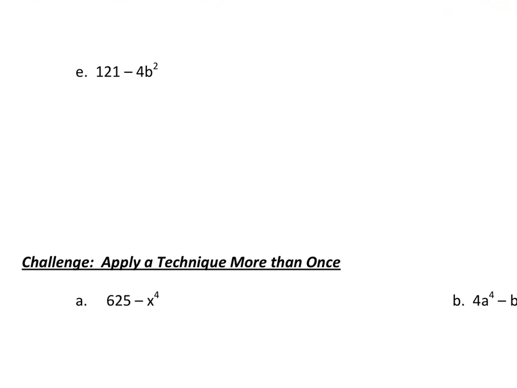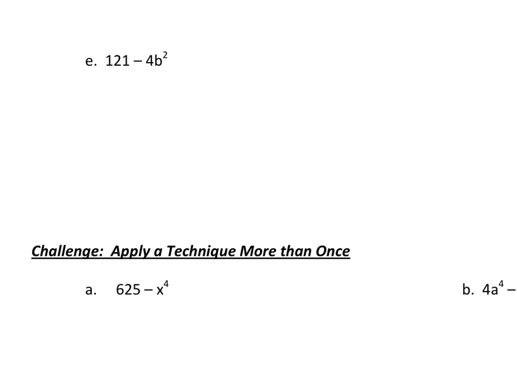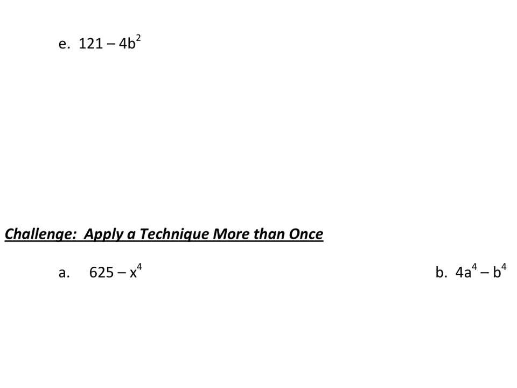Alright, now notice this term, a little bit different. It has the variable in the second term, but again, that's okay. We still ask ourselves the same question. Are both terms rootable? And 121 is rootable. 4b squared is rootable. So we can factor this right from the beginning. Nothing has to be factored out.